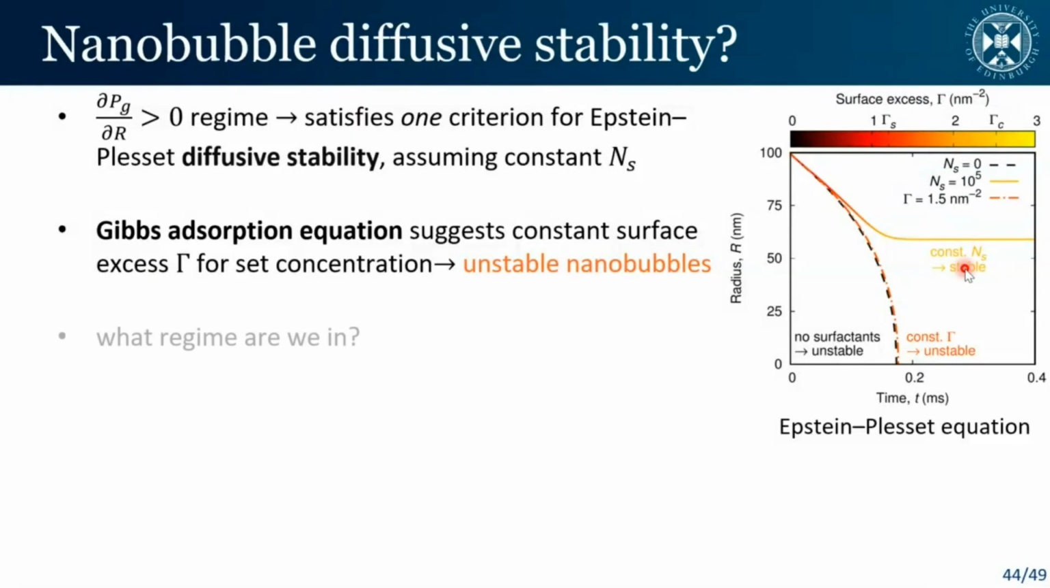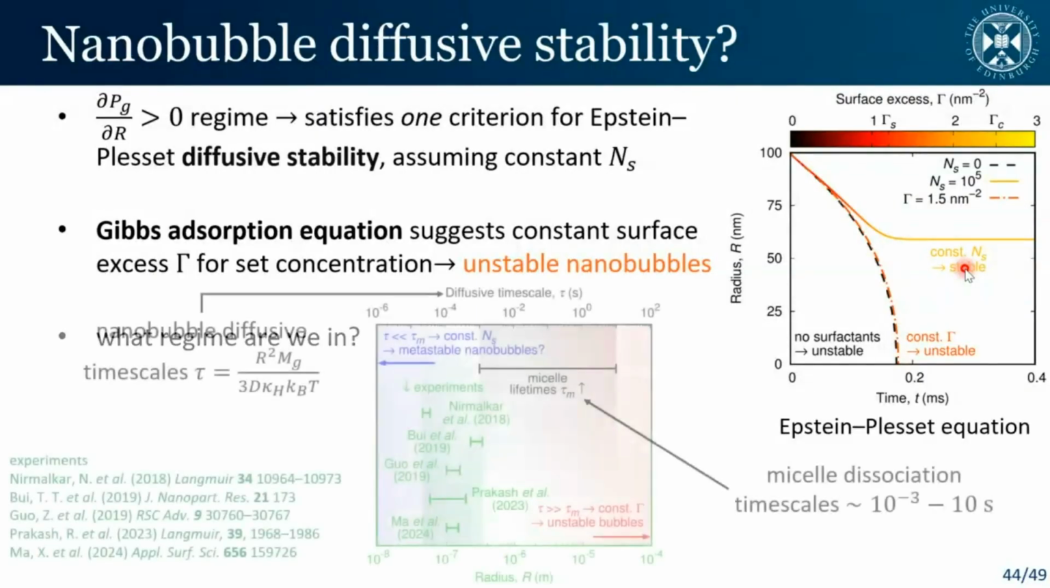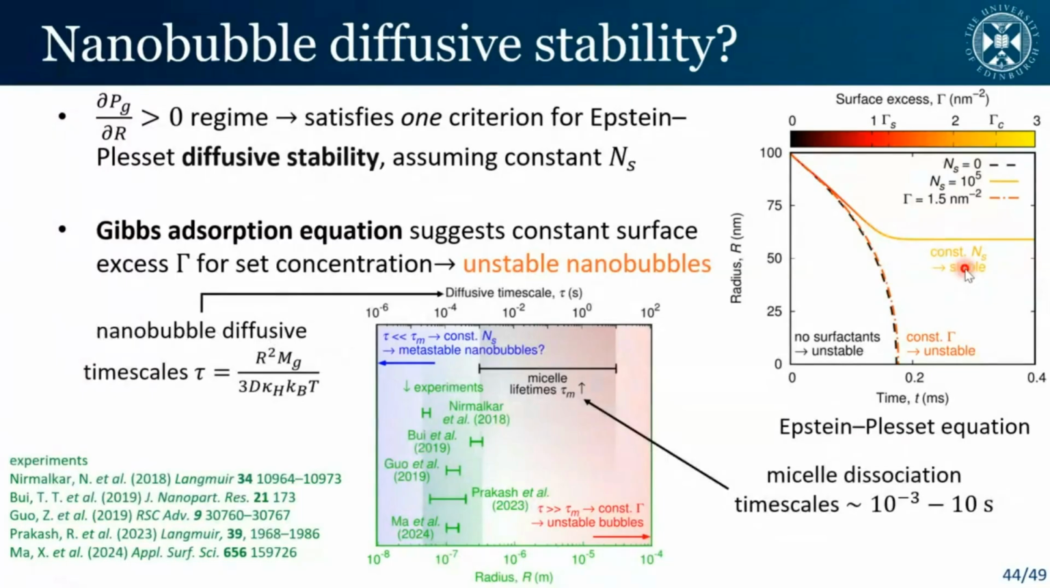So we have two limiting behaviors. How do we know what regime we're in? To do that, we've not come up with a conclusive proof, but we've come up with some arguments to make our case. If we look at different timescales here, we have the nanobubble diffusive timescale. This equation gives roughly the lifetime of these bubbles as defined by the Epstein-Plesset equation. And we can compare that to the micelle dissociation timescales. These are the timescales roughly for these micelles of surfactants to completely break up. So it's an equivalent description of how long surfactants can last on an interface.